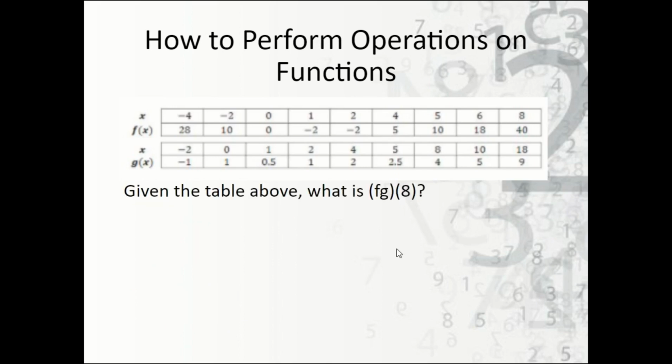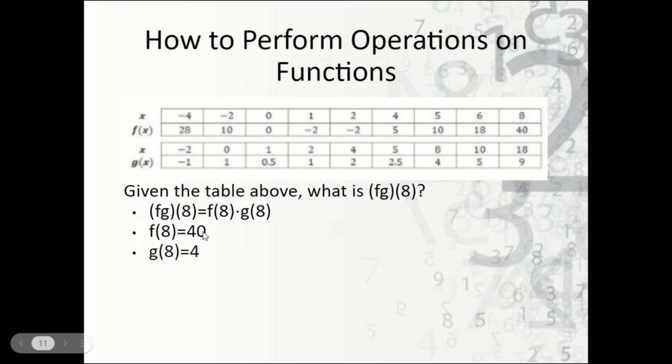So let's see another example of this. This time we have fg of 8. Well, fg just means multiplication, so really we can break that up and it becomes f of 8 times g of 8. So f of 8 in this case is 40, and g of 8 is right here, which is 4. So now we just multiply these together and we get 40 times 4, which is 160.